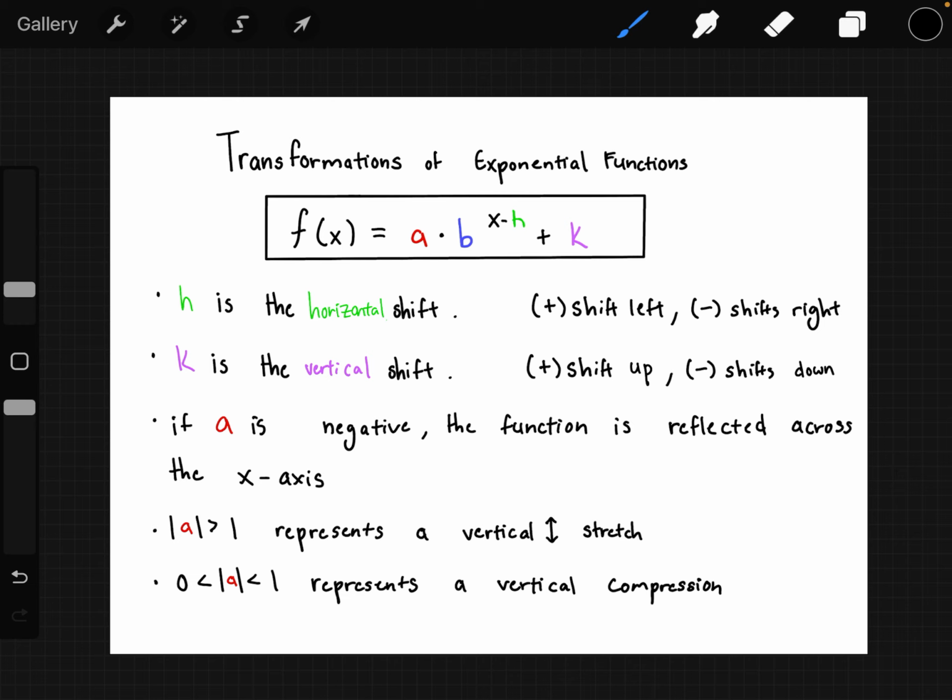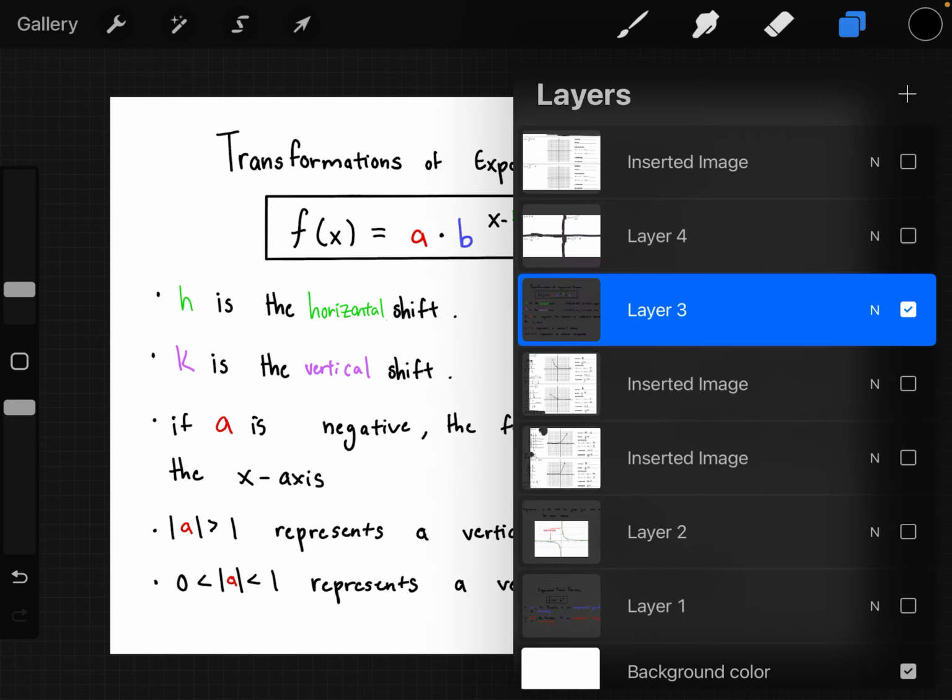If a is negative, then the function is reflected across the x-axis. If the absolute value of a is greater than 1, it represents a vertical stretch. If the absolute value of a is greater than 0, but still less than 1, it represents a vertical compression.